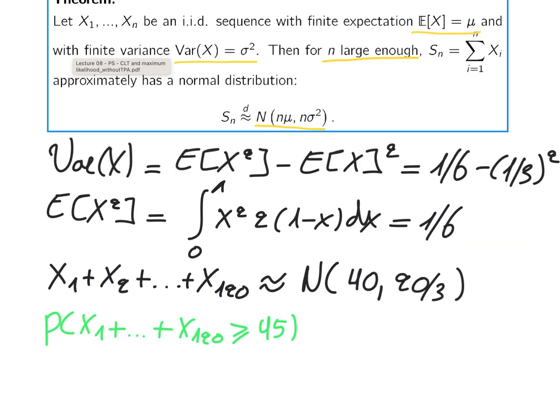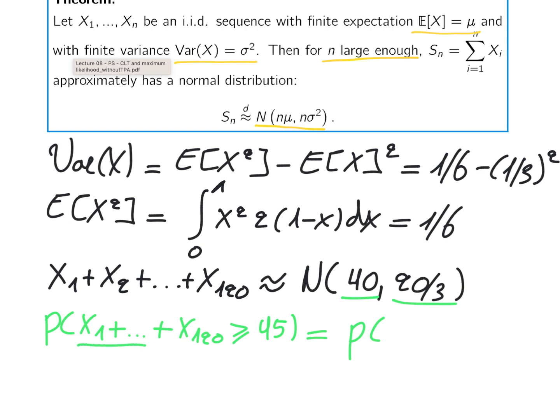Now we can go back to our original problem, the probability that the sum of all these variables is at least 45. Well, now we know that we can approximate the distribution of this sum with a normal distribution, so we can use that to compute this probability by applying the usual trick, and it's making everything standard normal. So what are we going to do? Well, minus 40 and divide by the root of 20 over 3. Because if we do that, then we get a new variable with a standard normal distribution.